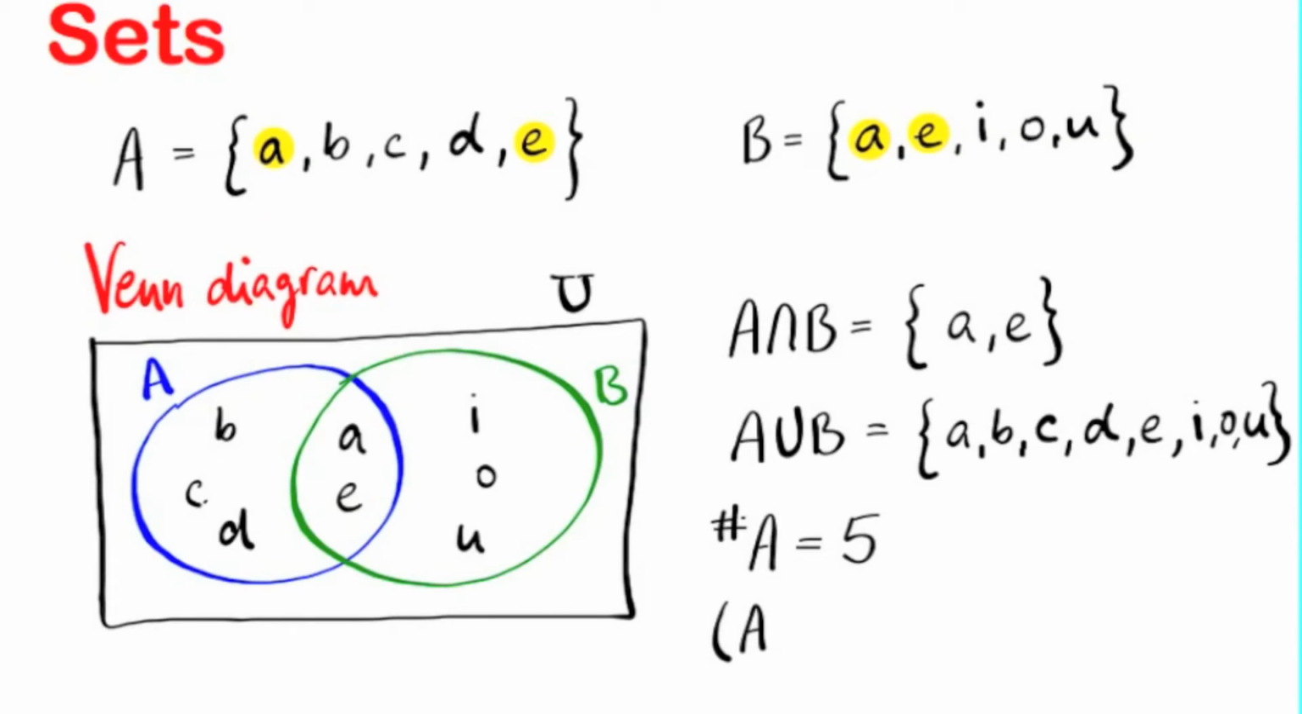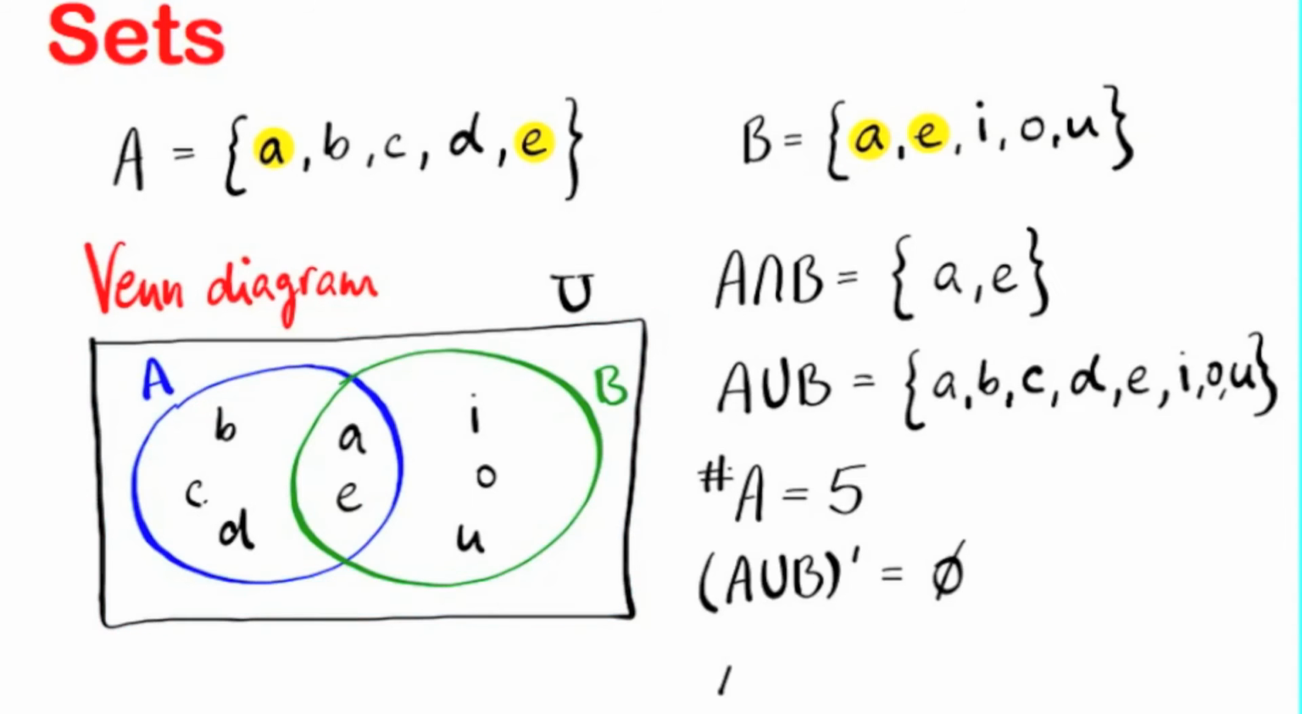Next question we're going to look at is A union B complement, represented by this little stroke. This means the opposite to inside the circles, so it's everything outside the circles. The opposite to A union B is everything outside the circles, and this is the null set, represented with this symbol, because there is no element outside the circles. The last question is written like this: A not B. What are the things that are in A but not in B? That's represented by this blue area, and we see in A not B there's b, c, and d.